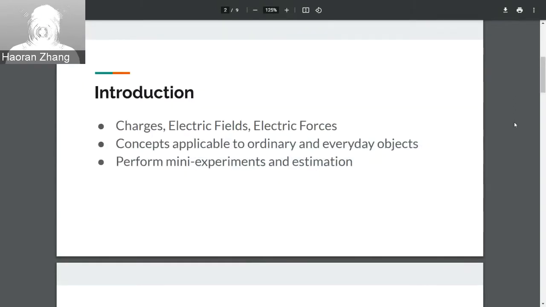Firstly, in the first few weeks, we are taught about charges, electric fields, electric forces, and other concepts. And we're also taught that those concepts are applicable to ordinary and everyday objects. In this lab, we use one of the ordinary objects, which is common tape, and perform some mini experiments, and we estimate the amount of charge on the U-tape that we make.